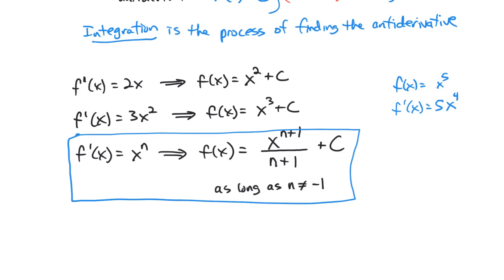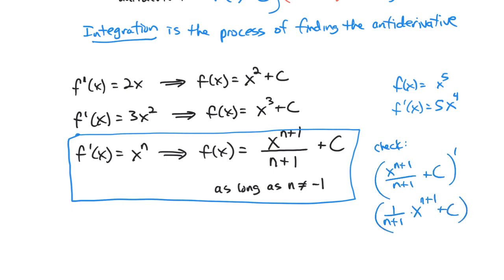so that we could actually check this. Let's just check this once. If I have x to the n plus 1 over n plus 1 plus c, and I want to take the derivative of that, let me just rewrite this a little bit. Wouldn't that be like 1 over n plus 1 times x to the n plus 1 plus c? Right? I'm going to take the derivative of this.